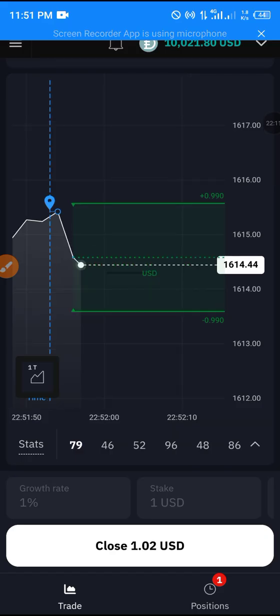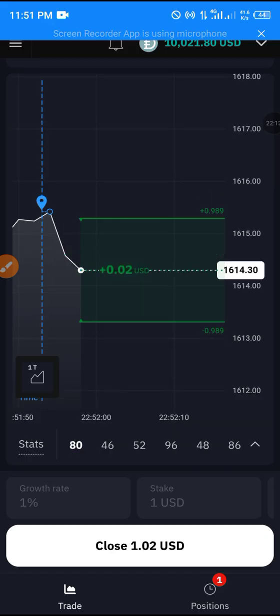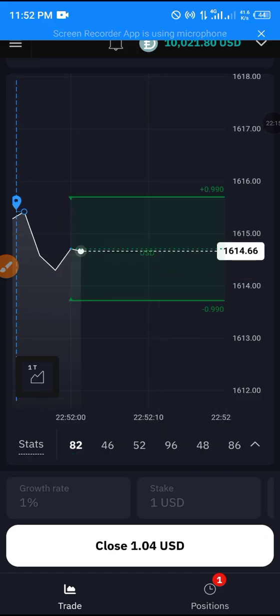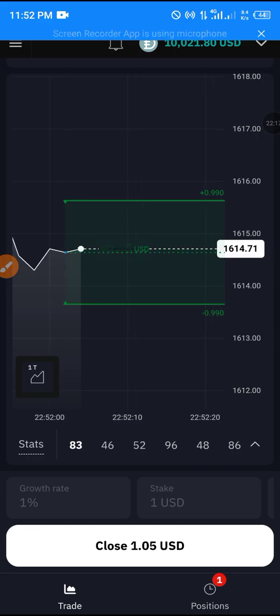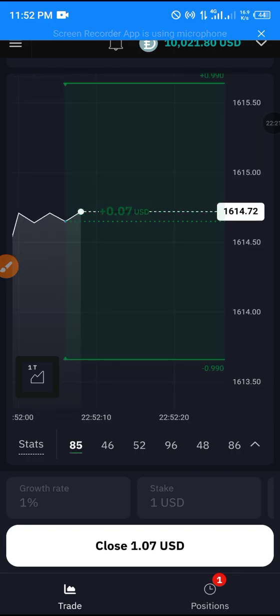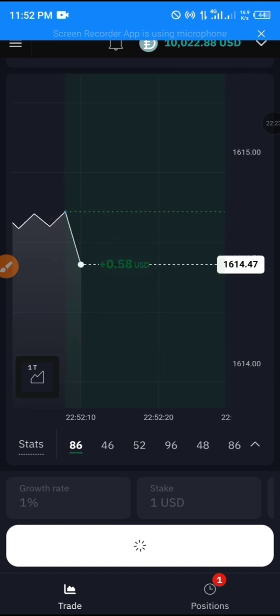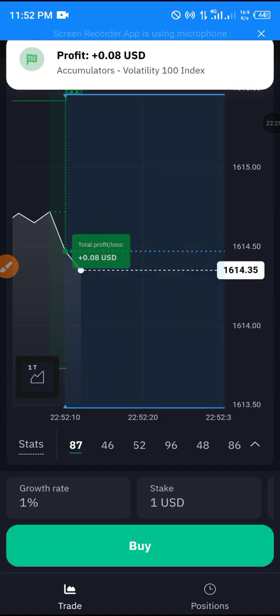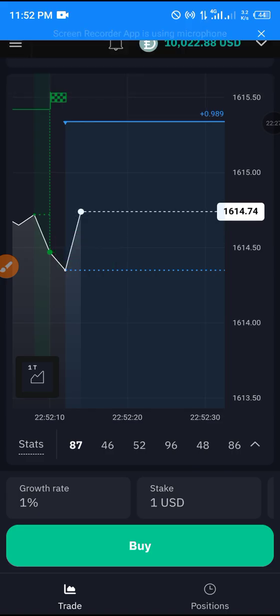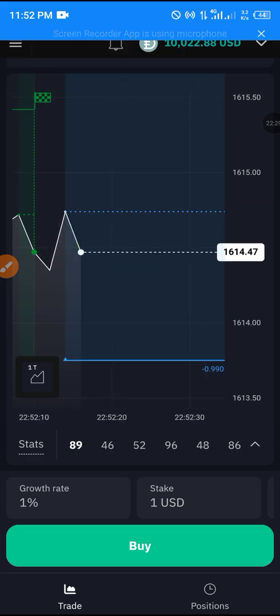And it's going very slow. Look at it. 0.02, 0.03. Before it will count to give you $1, you have made loss. So I'm closing it now to get a profit of 0.08, which is rubbish. This is cent and not dollar.